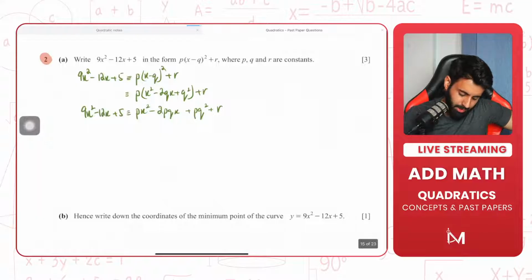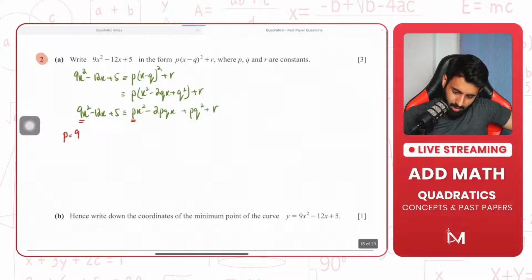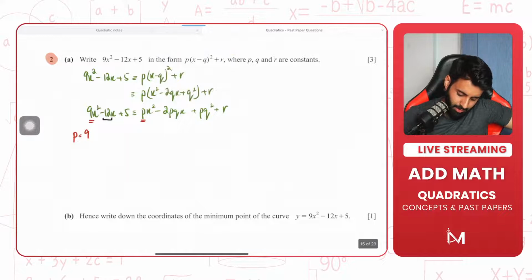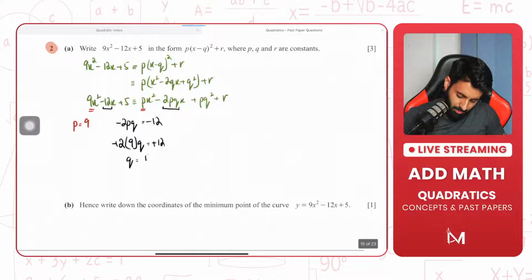Straight away we know what the value of p is. The coefficient of x square on the left hand side is 9, on the right is p. So p is equal to 9. The coefficient of x on the left hand side is minus 12, and on the right hand side it is minus 2pq. So minus 2pq is equal to minus 12. First things first, you can cross out the negatives. So 2 into 9 into q is equal to 12. Q is equal to 12 upon 9 times 2, which is 18. That means q is equal to 2 upon 3.